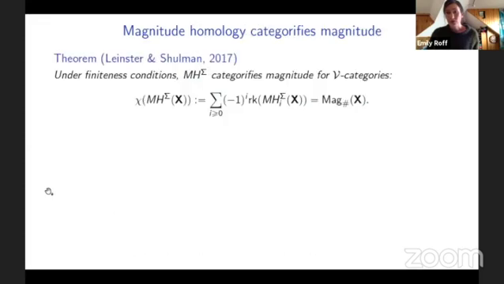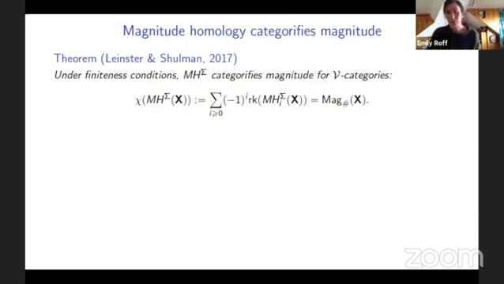And yeah, this works. So the main theorem of Tom's paper with Mike Schulman says that for a finite enough V category X, the Euler characteristic of its magnitude homology, which is to say this alternating sum of ranks, is equal to the magnitude of X. So we can ask, well, what does this give us?